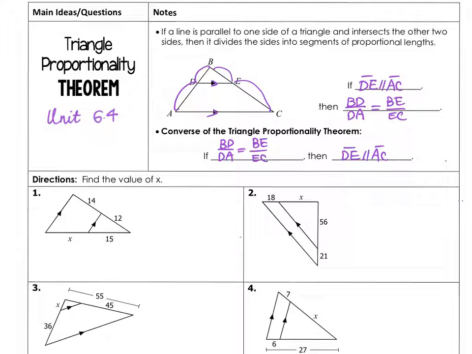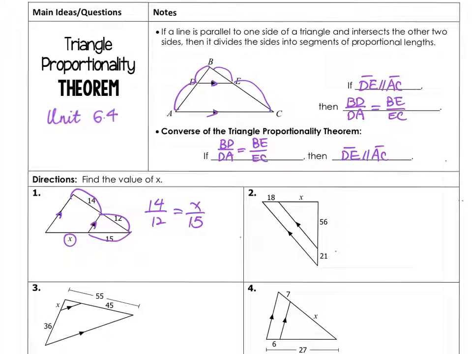In example number 1, on the side I have 12 and 14 here, and over here I have 15 on the other side of the triangle. I know these two lines are parallel. What does x have to be in order for the two sides to be proportional? So you simply set up this proportionality here: 14 over 12 should equal x over 15.